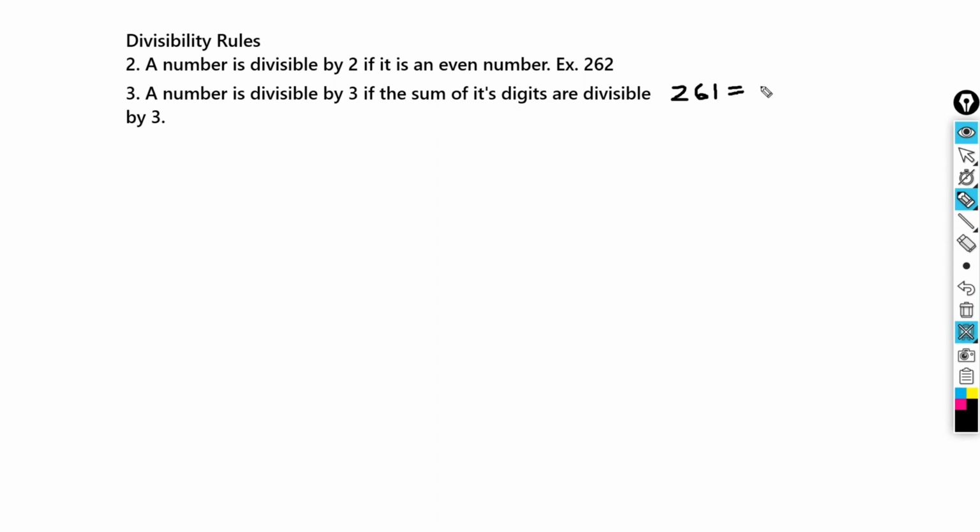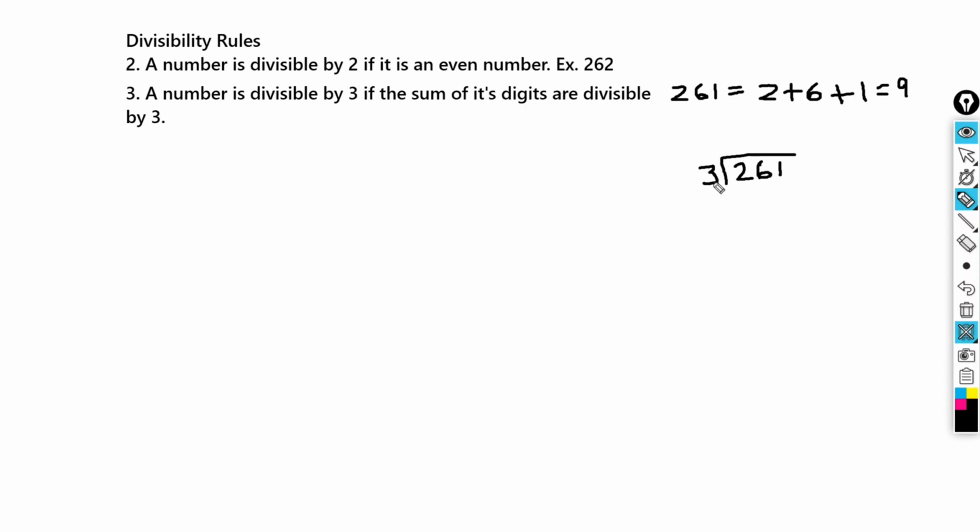All right, let's just do it across like this. So we have 2 plus 6 plus 1. 2 plus 6 is 8. 8 plus 1 is 9. 9 is divisible by 3. And let's just divide it by 3 to prove the point.